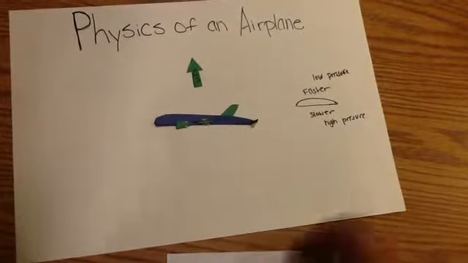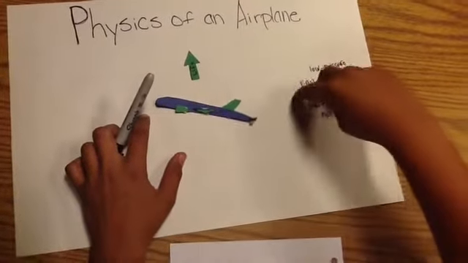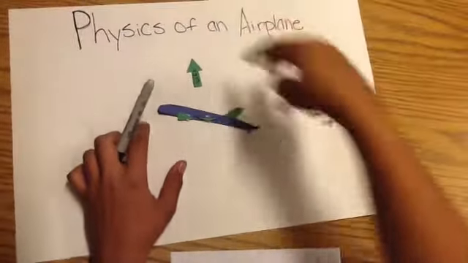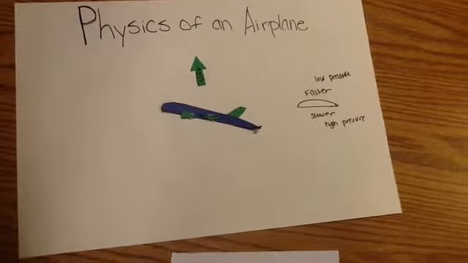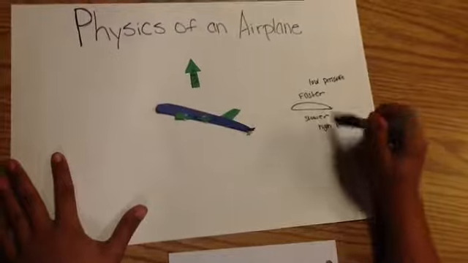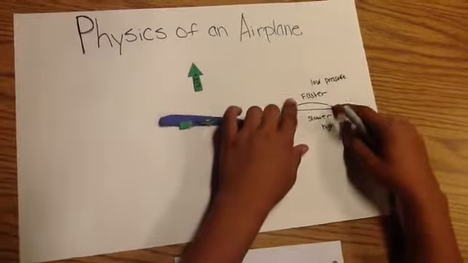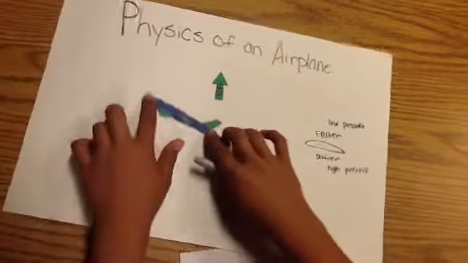The higher angle of the wing makes it fly upward. It's like when it first takes off. The higher pressure air pushes on the bottom of the wing, and the result is lift. So it pushes on the bottom, and then it lifts up into the sky.